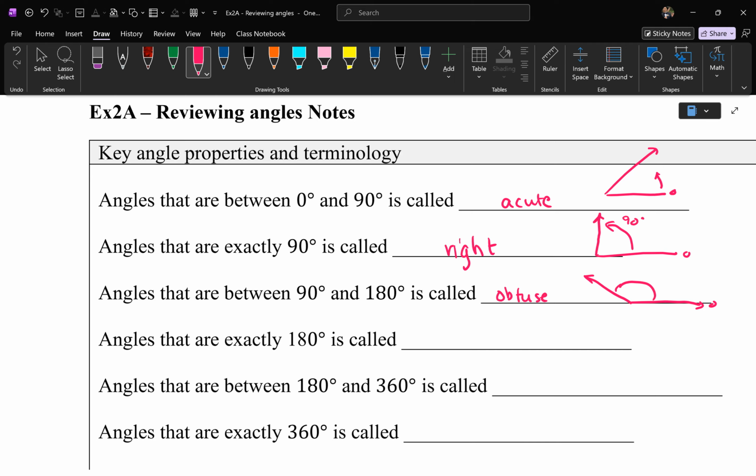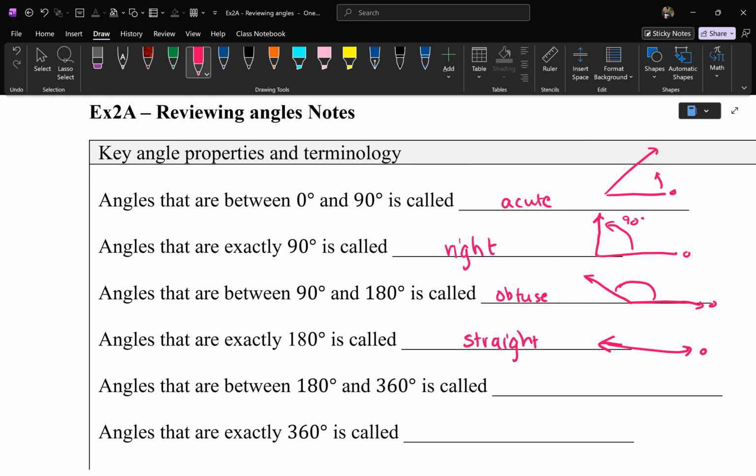Okay, so we can see anything more than 90 now. So starting here, I rotate to 90, then I pass 90, but still less than 180. That's called obtuse. And then when it's exactly 180, Aaron? Straight angle. Very good. So straight angle starting off at 0, and then you're obviously facing the opposite direction. So it's a 180 turn. Okay, so doing the exact opposite.